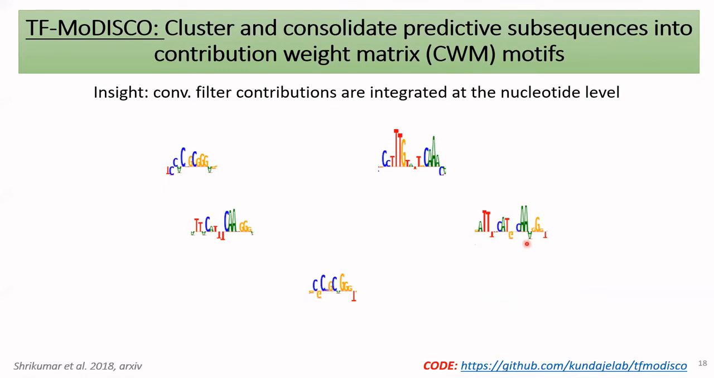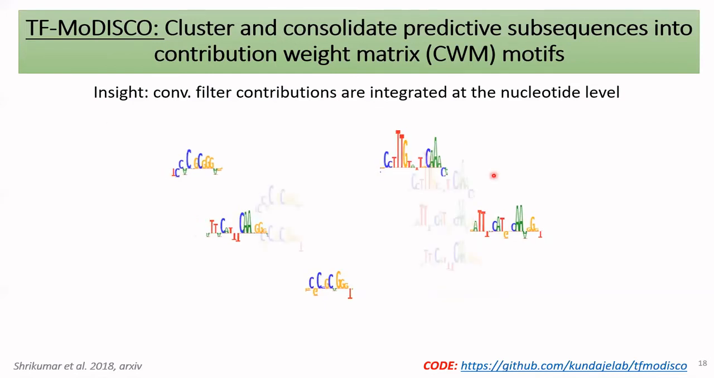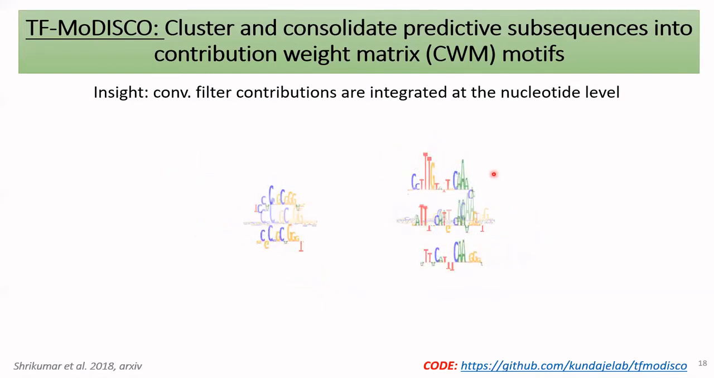What we then do is identify regions with significant scores. We call these seqlets. And then we cluster them based on similarity of sequence and importance of the nucleotides. And then we collapse them into consolidated motifs. And we derive a new motif representation called a contribution weight matrix. It's conceptually similar to a position weight matrix.